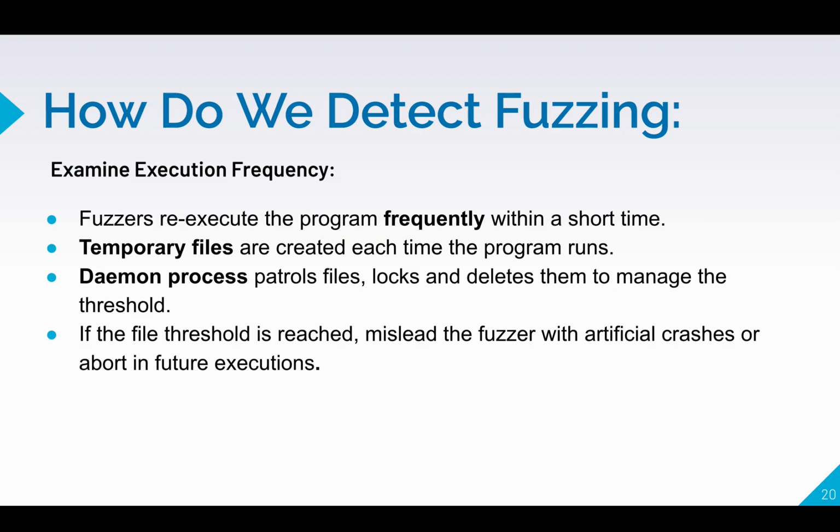So, for instance, if the fuzzer exceeds a threshold, say 60 times, so if the binary is called more than 60 times, the binary will try to mislead the fuzzer with artificial crashes, and in some cases even abort the fuzzer.